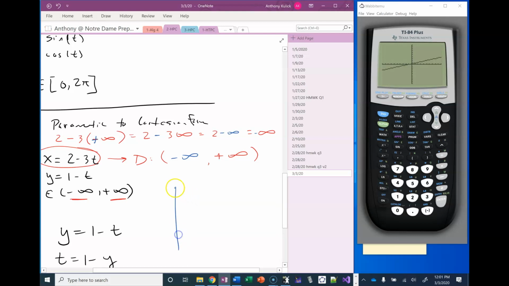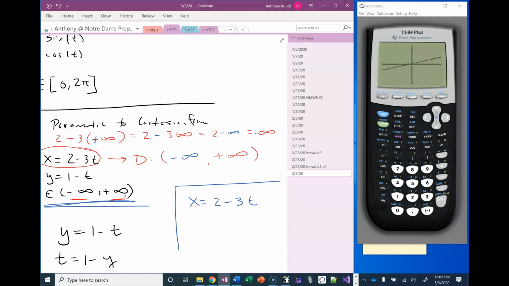Another way I could think about this is if I just think about the function x equals 2 minus 3t. t is like the independent variable, and x is like the dependent variable, right? So in Cartesian land, t is like my x, and x is like my y. Here we're told the domain for this function is negative infinity to positive infinity because of the parameter interval.